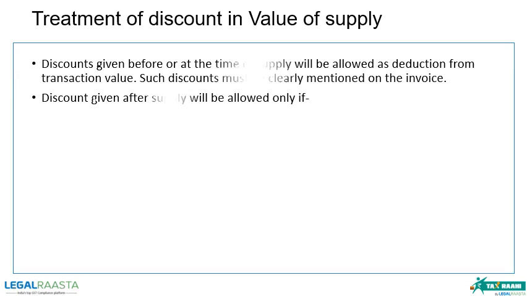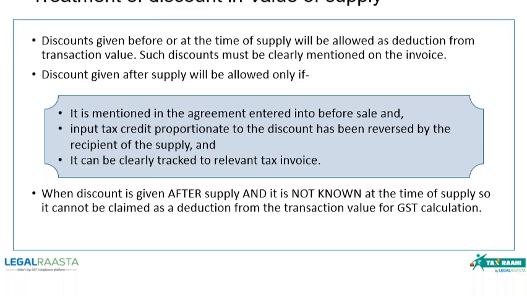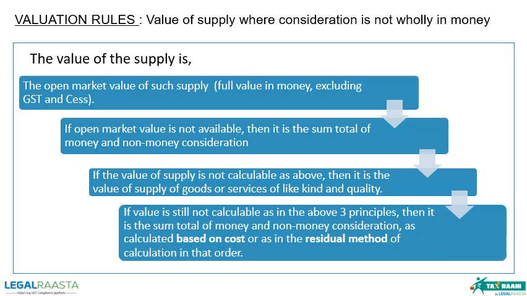Discounts in value of supply is treated as two types. If it is given before or at the time of supply, then it will be deducted from the transaction value, or if it is given after supply, which will be allowed only if it is mentioned in the agreement before sale, ITC proportionate to the discount has been reversed by the recipient, or it can be tracked to relevant tax notice.